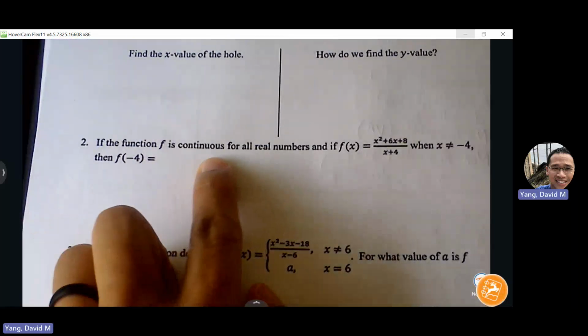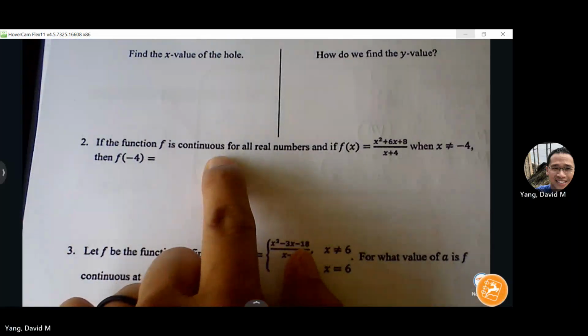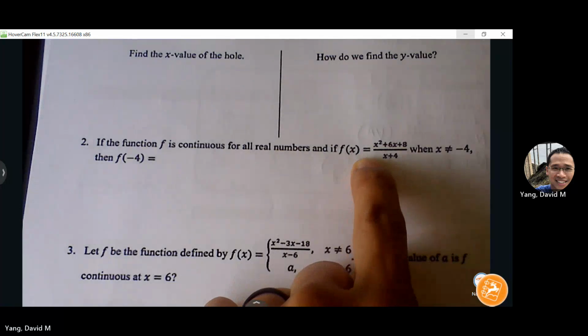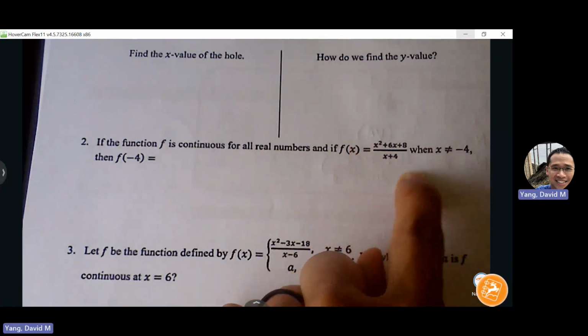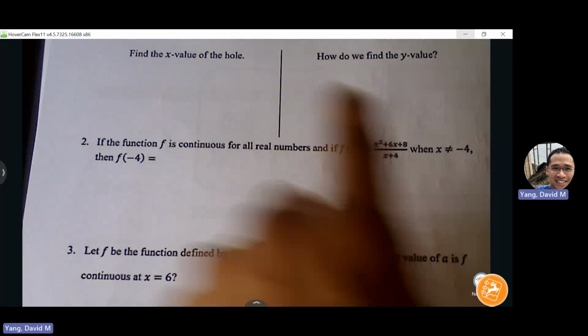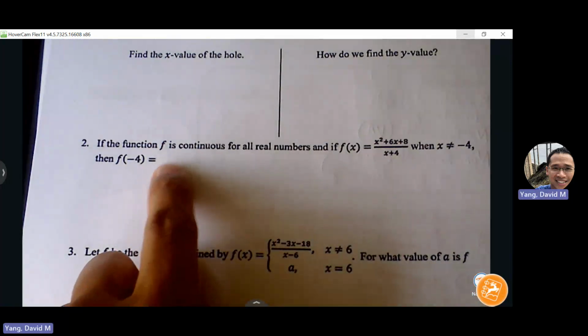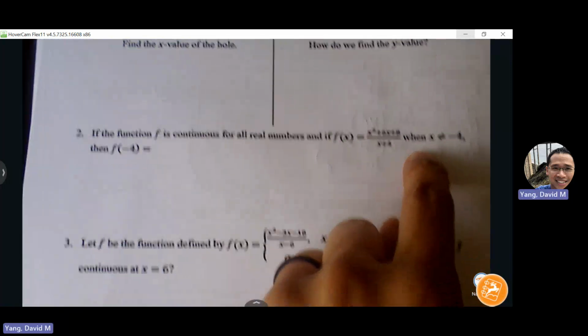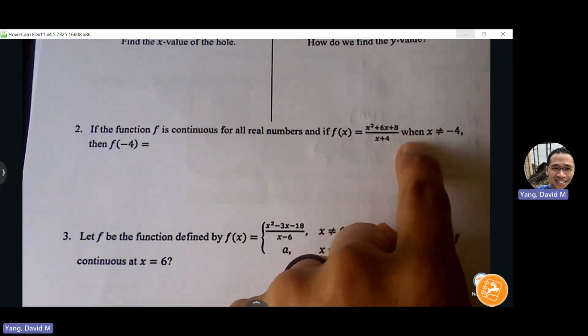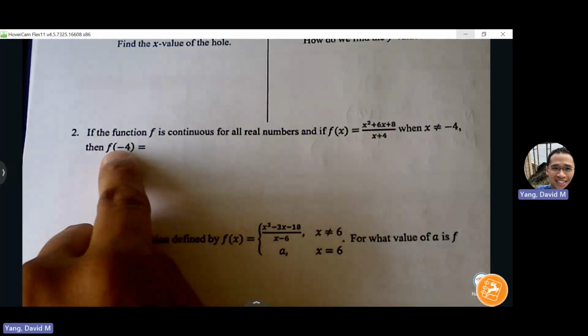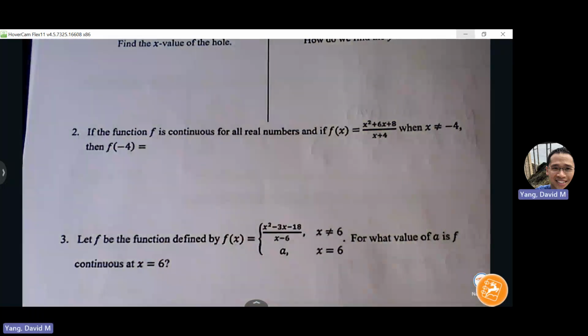All right, so let's look at number 2 here. Number 2 says if a function is continuous, but this function is not defined at x equals -4, then f of -4 must be equal to what? So basically it's saying there's a hole here. Let's find out where the hole is. If we can figure out where the hole is, then we can figure out how to patch up that hole.